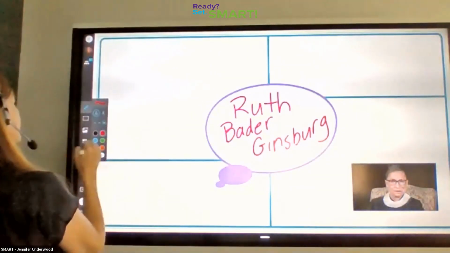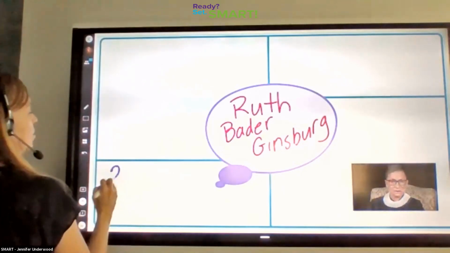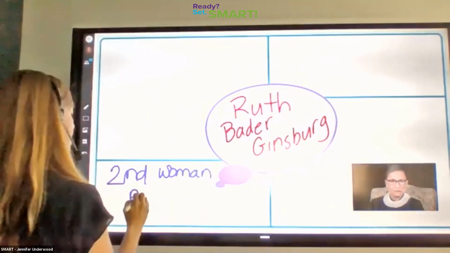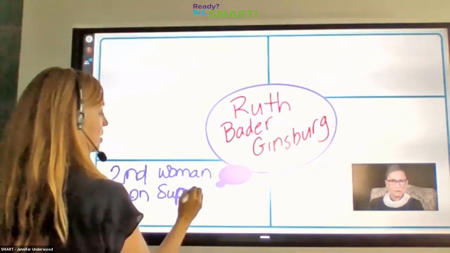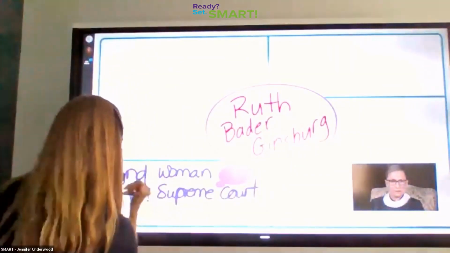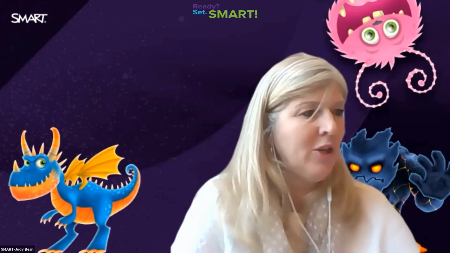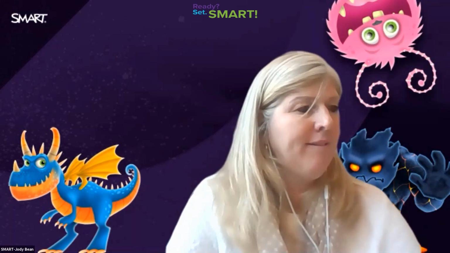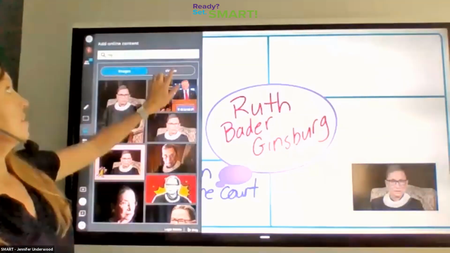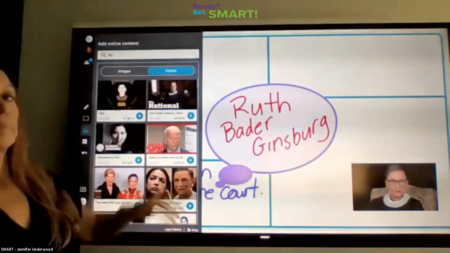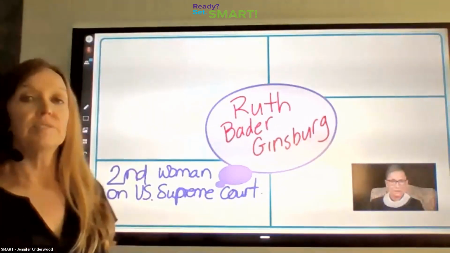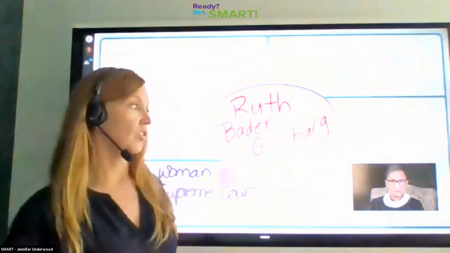So let's say I want to add another characteristic. We know that she was the second woman on the United States Supreme Court. Supreme Court, right? Yes. Because I know we have some people from different countries. So thank you. Yeah. Yep. So the second woman on the Supreme Court, we can continue to add other resources. I could add some videos about her that would pull up on my page. I can add some more text and pull in a variety of different things right onto my graphic organizer.